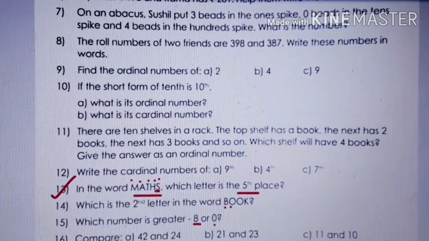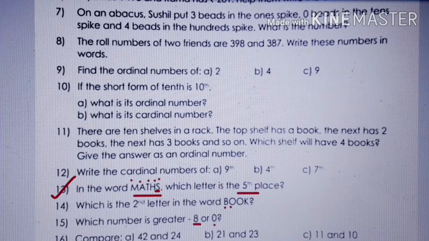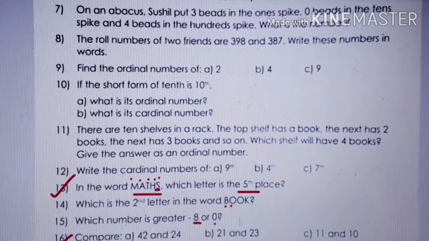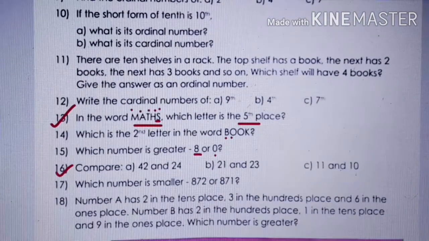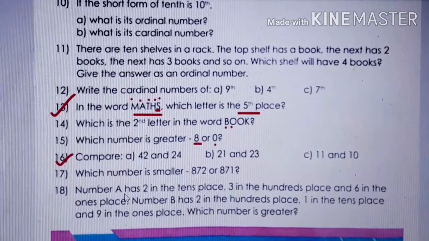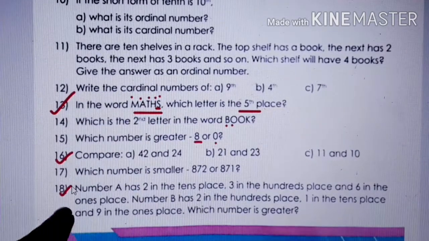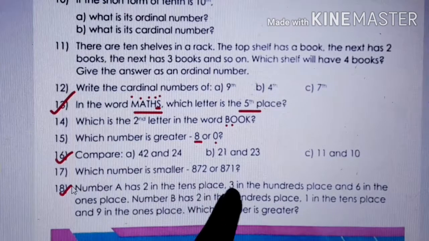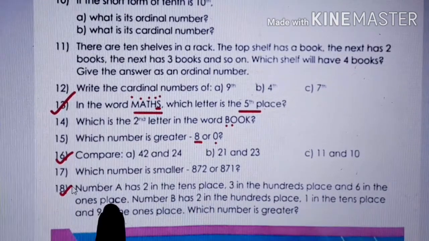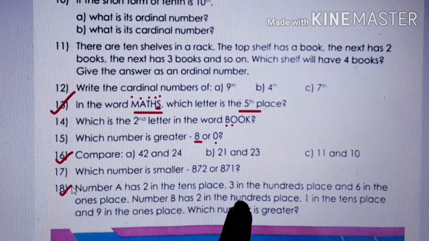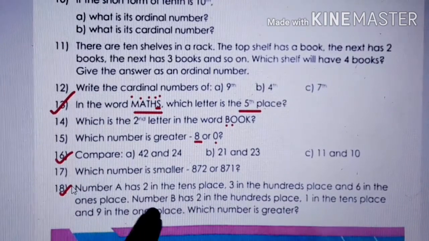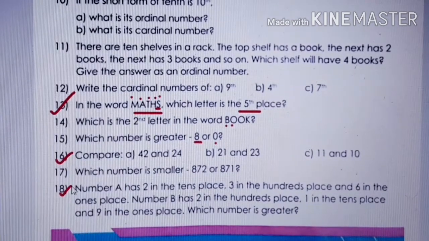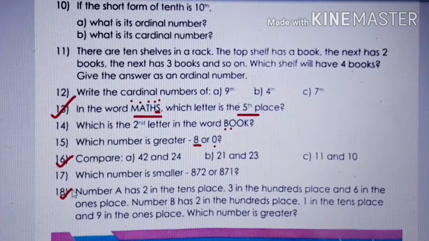So next, you can, children, how to do your compare question 16, isn't it? These are all we have done, children. You just have to practice at home. Last 18, you see, children, number A has 2 in the tens place, 3 in the hundreds place, and 6 in the ones place. Number B has 2 in the hundreds place, 1 in the tens place, and 9 in the ones place. Which number is greater, children? You can do this. So you just have to find which number is greater.